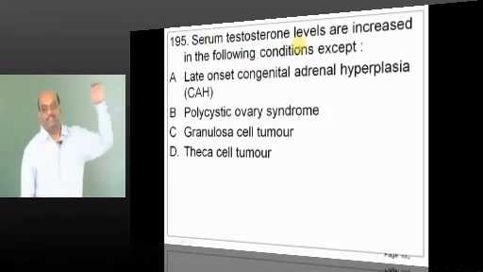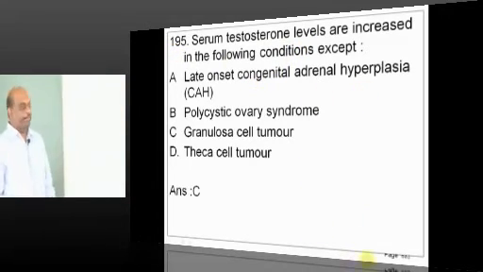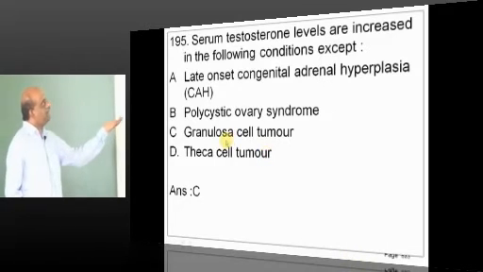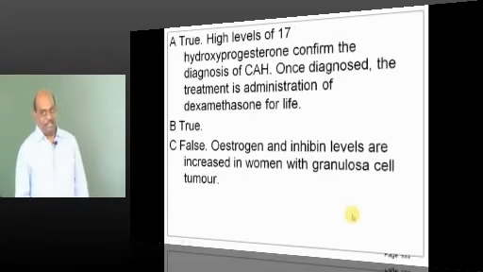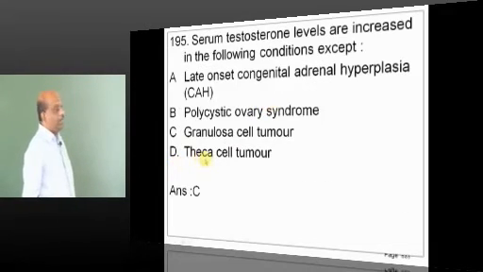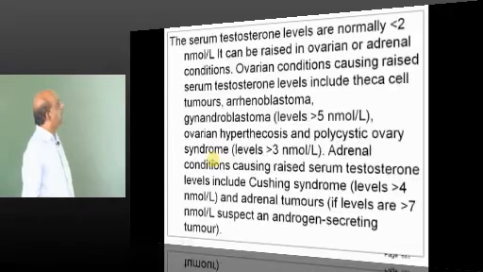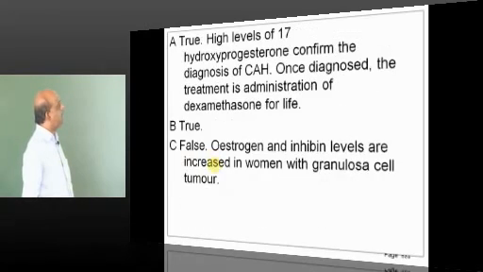Serum testosterone. What is except? C. C you want to say? That's right. Why? Because granulosa cell tumor is a female feminizing tumor where estrogen is produced. Sir, theca cell also feminizing, no sir? Which one? Theca cell tumor is also feminizing. Theca cell is virilizing only, doctor.